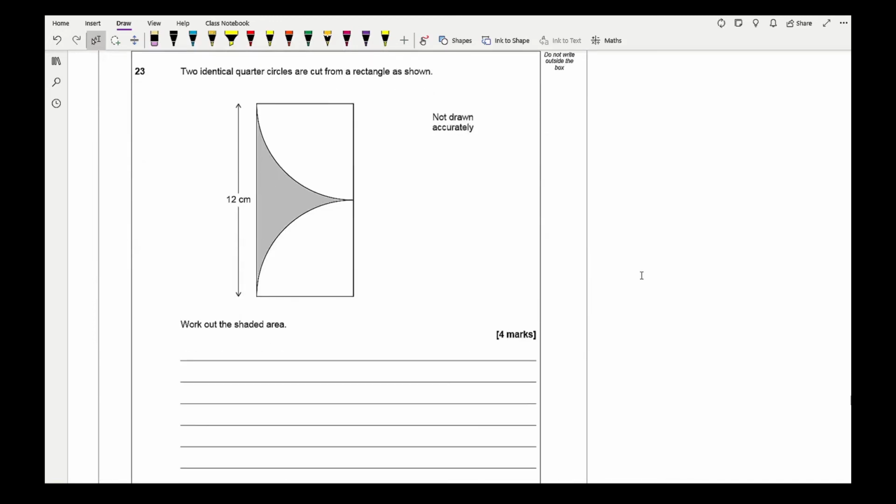Now for question 23, it's saying two identical quarter circles are cut from a rectangle as shown. The question is asking me to work out the shaded area. To work out the shaded area, the shaded area is going to be equal to the big shape, which is the area of the rectangle, minus the area of the two semicircles, quarter circles I should say.